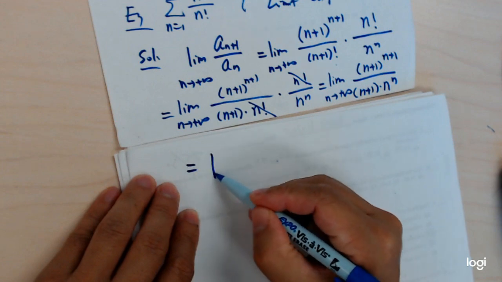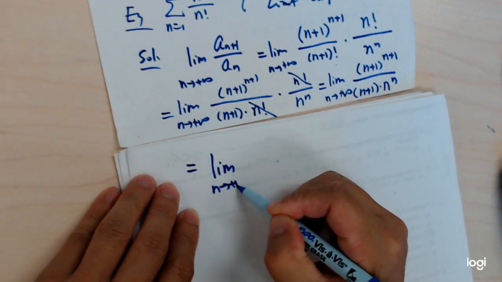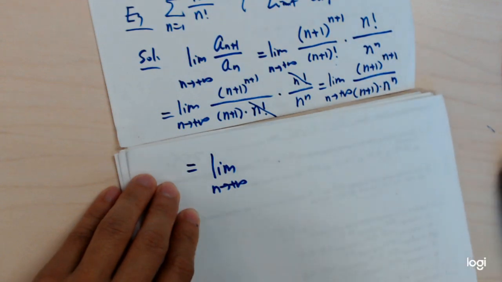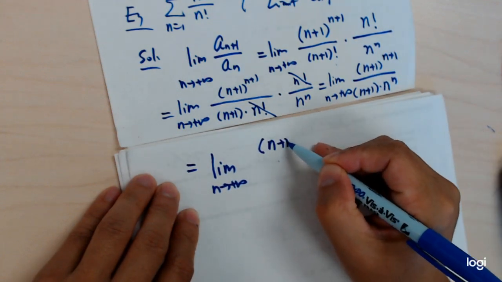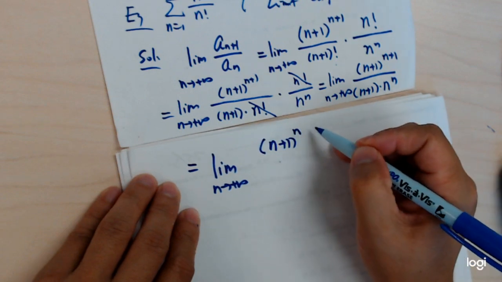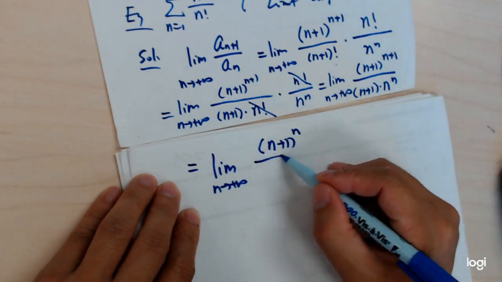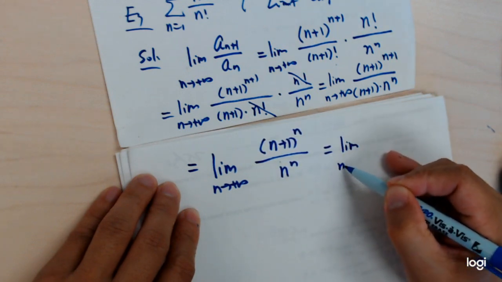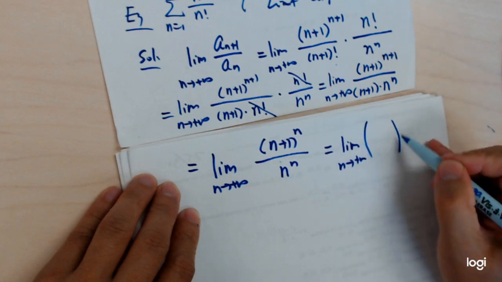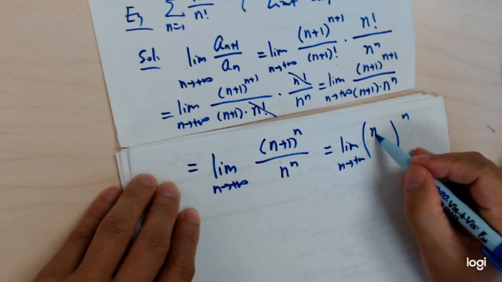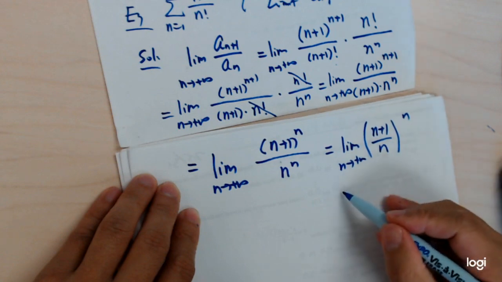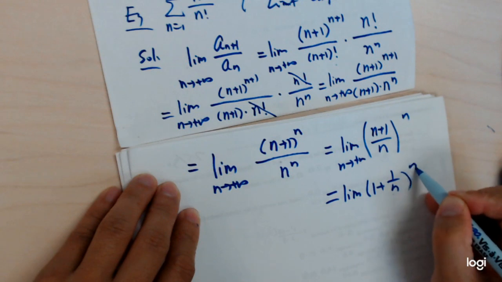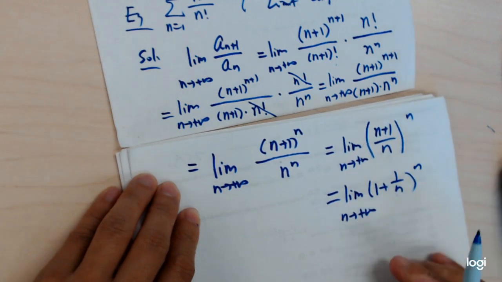Let's see. Here's n plus 1, and this n plus 1 to the power of n plus 1. So I'm going to cancel out one n plus 1. And I have n plus 1 to the power of n on the top over n to the power of n. For this guy, we're going to take the power n on the outside. The top is n plus 1, the bottom is n. So it's 1 plus 1 over n, to the power of n, as n goes to infinity.